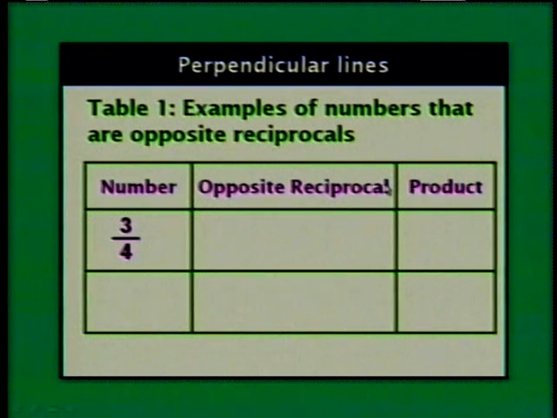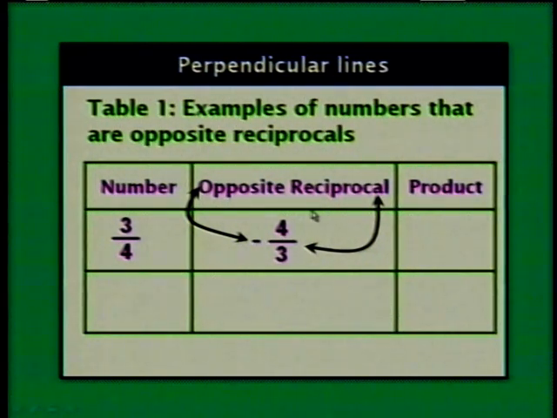Well, let's look at some examples to make sure that we really understand what it means to be an opposite reciprocal. Here I'm starting out with the number 3/4. In my table, I also want to write down the opposite reciprocal and then the product of the number and its opposite reciprocal. Since the number 3/4 is positive, I know that the opposite of it is going to be negative. We're looking for an opposite reciprocal, though, so I also need to take the reciprocal of 3/4. The reciprocal of 3/4 is 4/3. So the opposite reciprocal of 3/4 is -4/3.